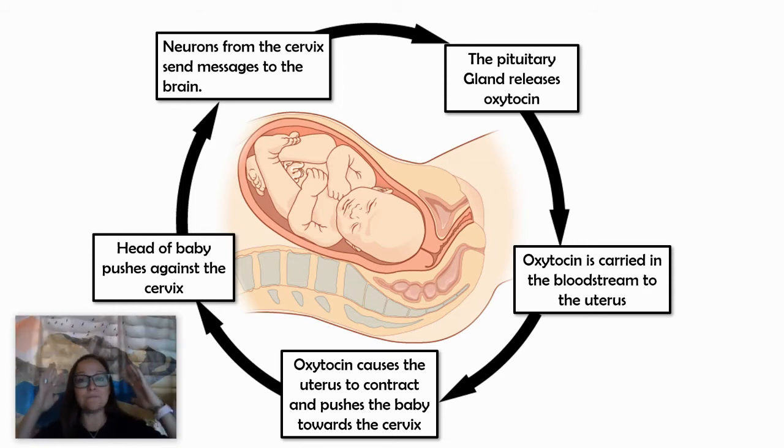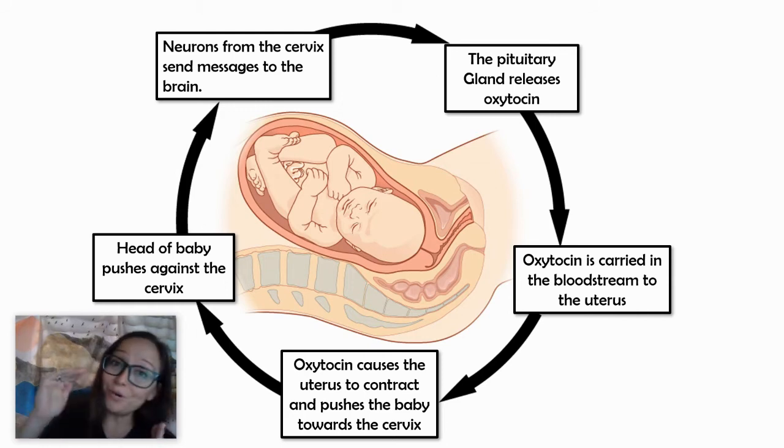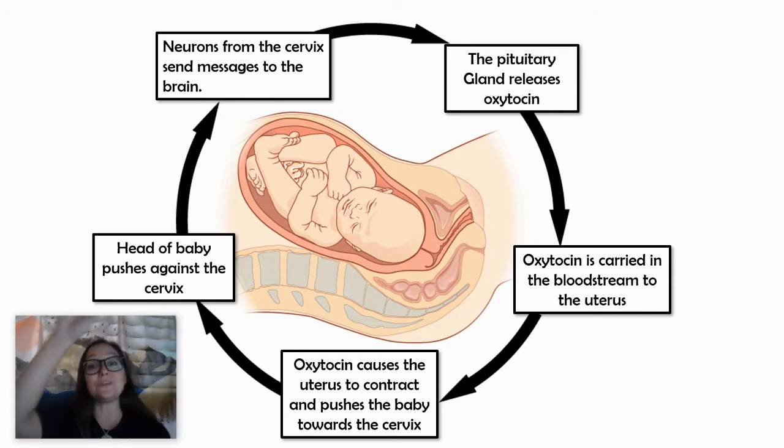The brain sends out more oxytocin that travels in the blood to the uterus. It contracts again, and then it pushes the baby against the cervix and then sends a message to the brain. And this is why during childbirth, during labor, the contractions start out far apart and then they amplify. They get stronger and closer together. And that is all due to an increase in the amount of oxytocin being released from the brain in this positive feedback loop. Now, we should say once the baby's born, that will break that positive feedback cycle.